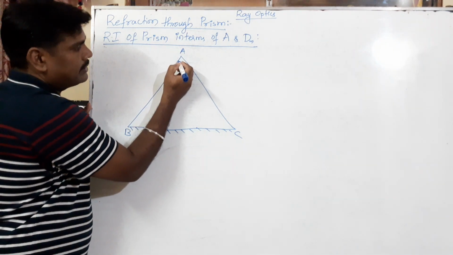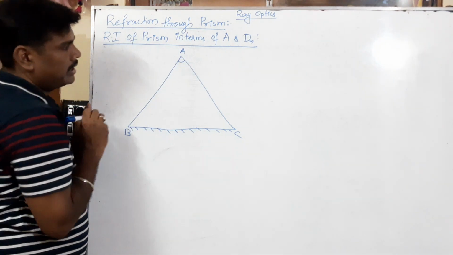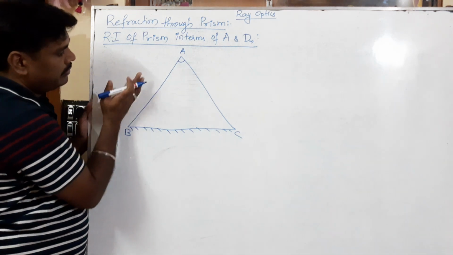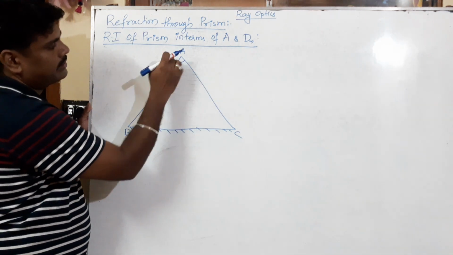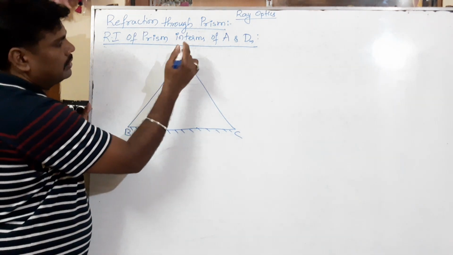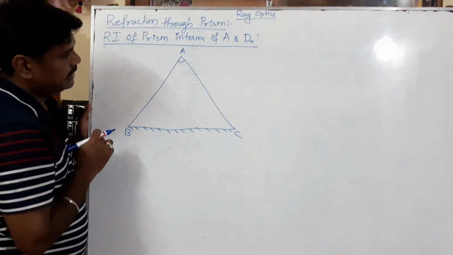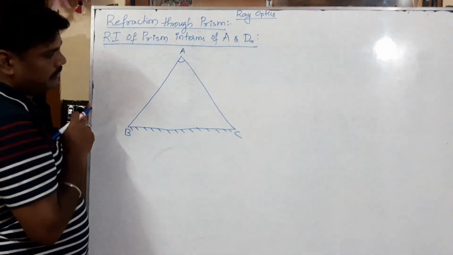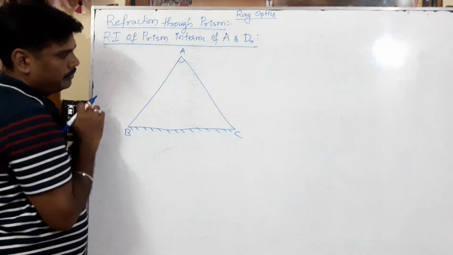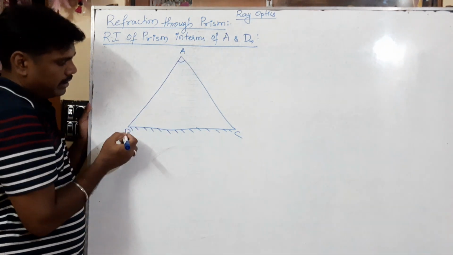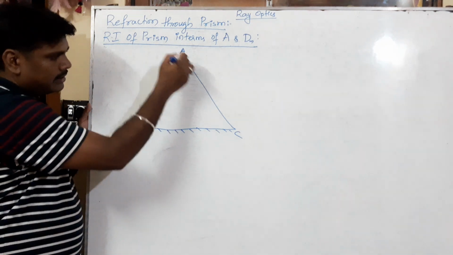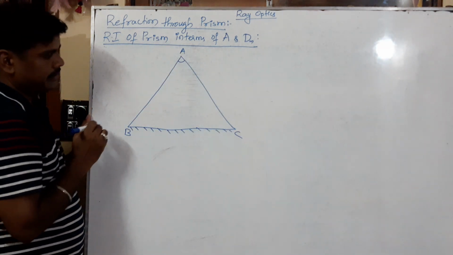Now, A is the angle of the prism. The angle between the two refracting surfaces, where the two refracting surfaces contact, is treated as the angle of the prism. A is the angle of the prism, right? So AB is the first refracting surface, AC is the second refracting surface.